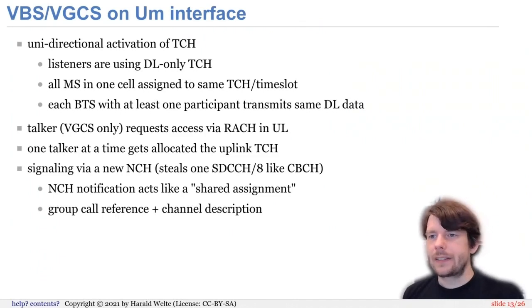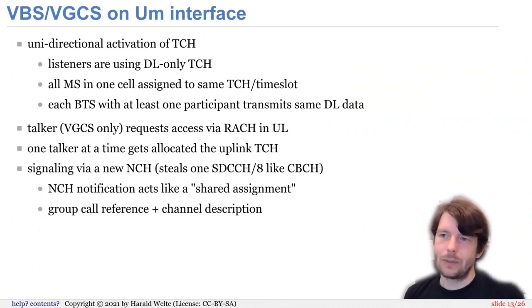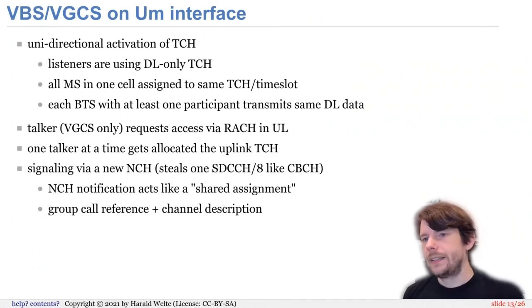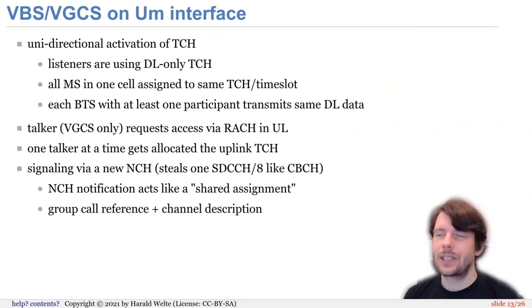There is some related signaling required, of course, and that signaling works using a new logical channel on the downlink called the NCH, the notification channel, which steals one of your SDCCH4 or SDCCH8 on the CCH carrier. A little bit like CBCH works. If you use the cell broadcast channel, you also lose one of your SDCCHs, and if you use notification, you lose another one of those. And these notification channels act a bit like a shared assignment or shared access grant channel, you could say.